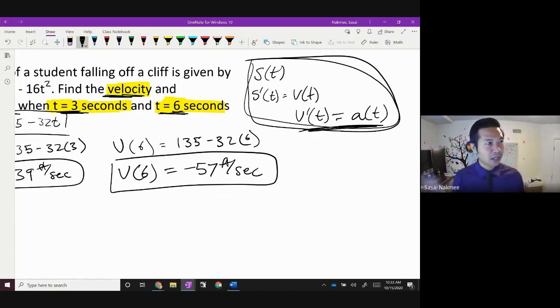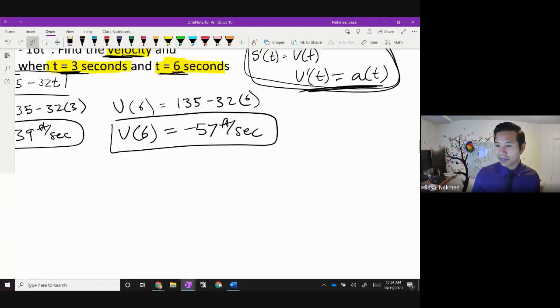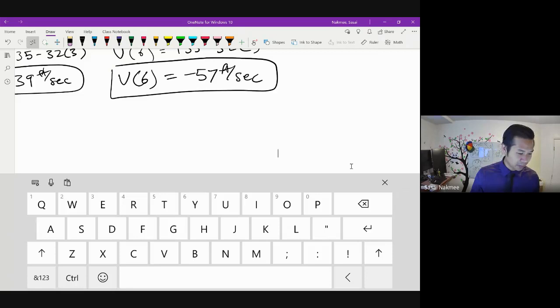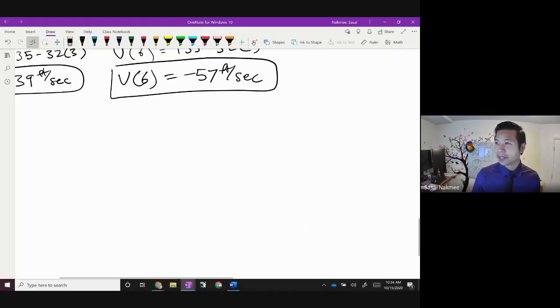And that's why physics and calculus is so connected with each other. It's simply just because you take the derivative of position, you get velocity. Take the derivative of velocity, and you get acceleration. Okay? And that's that. I have one more example. I don't know if we have enough time for it, but it's something that you guys should try to do.